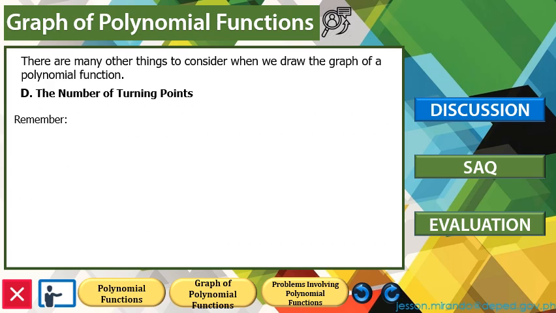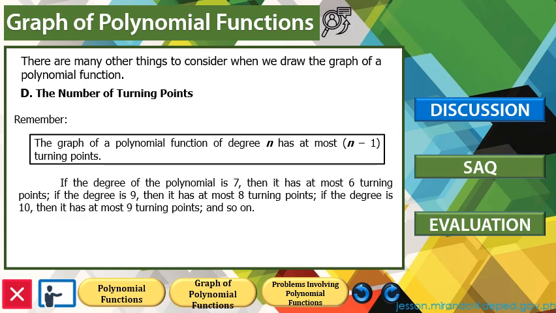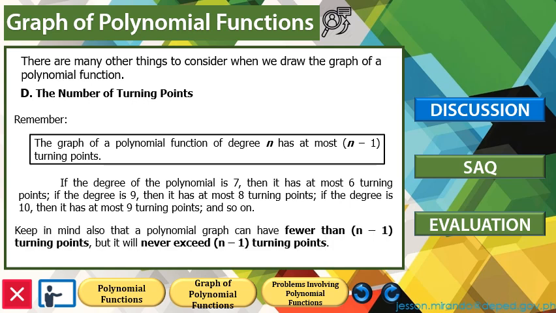Remember, the graph of a polynomial function of degree n has at most n minus 1 turning points. If the degree of the polynomial is 7, then it has at most 6 turning points. If the degree is 9, then it has at most 8 turning points. If the degree is 10, then it has at most 9 turning points. And so on. Keep in mind also that a polynomial graph can have fewer than n minus 1 turning points, but it will never exceed n minus 1 turning points.